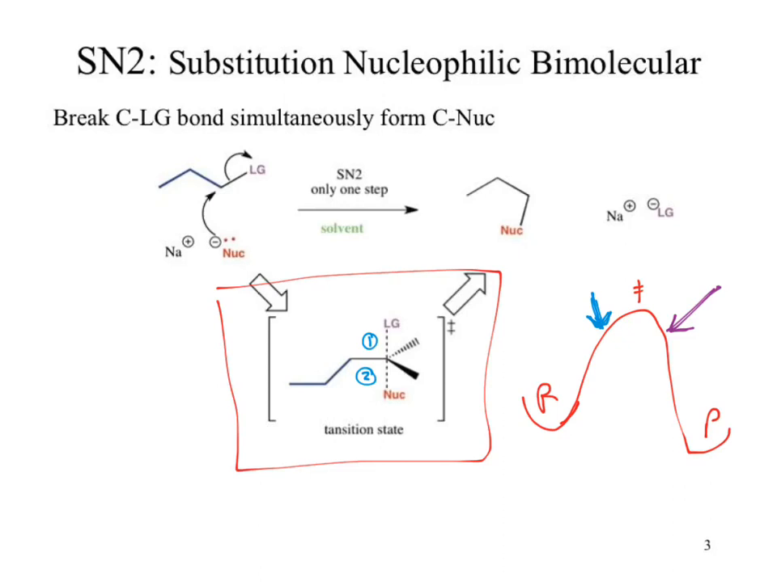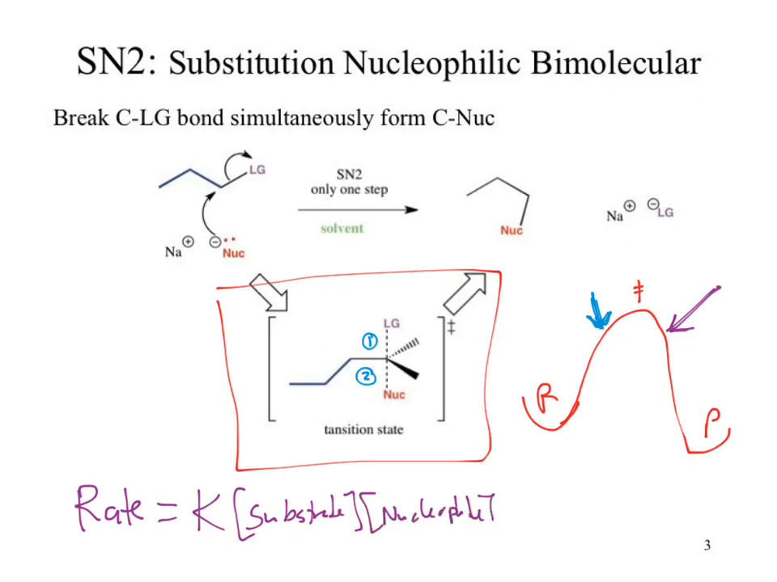So it is a very dynamic situation. As one comes in, one leaves. It's not this nice stepwise process. If we looked at the rate for this reaction, what would our rate be? Well, here's your first step. Rate equals k times the substrate concentration, and now we're looking at our substrate and the concentration of the nucleophile. We need them both in there because both are involved in that rate limiting step. We have arrows from both of those.